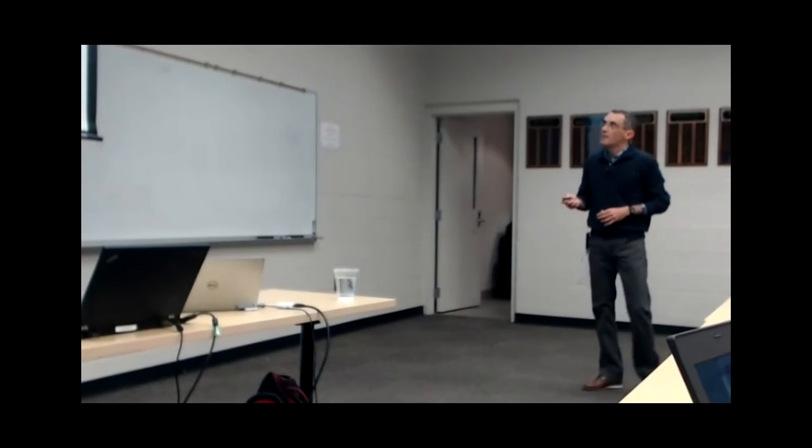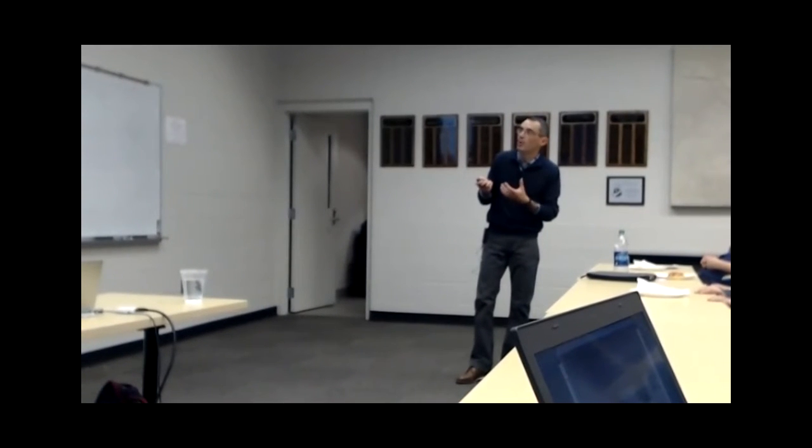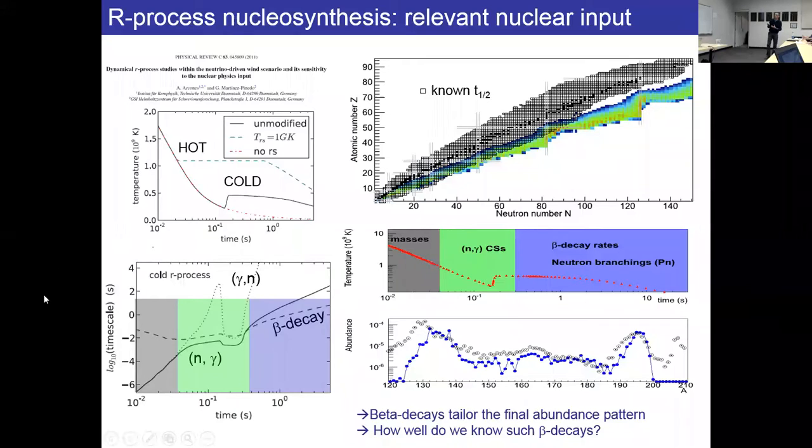But that was just one example which I picked because it nicely illustrates the relevant input of the nuclear physics part. My message here is that if you look at this picture, during most of the time of this expansion, it is the beta decays which are dominating or tailoring the final abundance pattern of the r-process. The open symbols with the dot inside show the solar system abundances, and in blue are the results of this calculation, which is just one calculation to illustrate how it works.